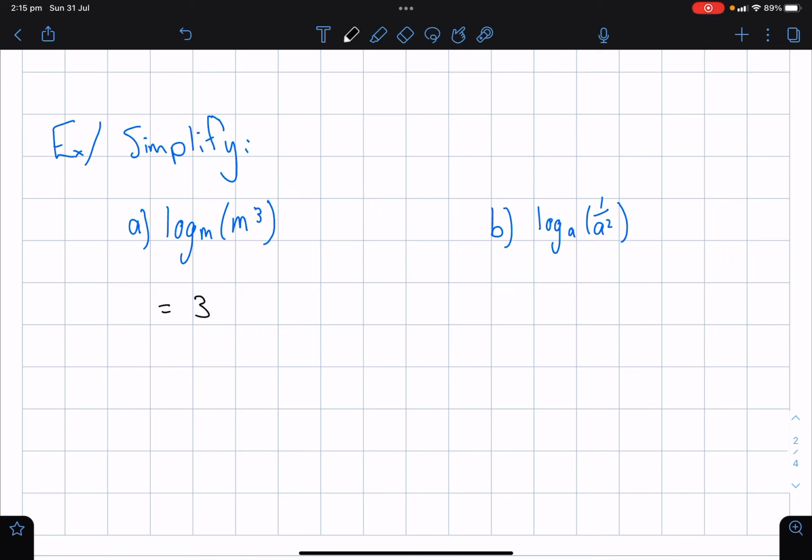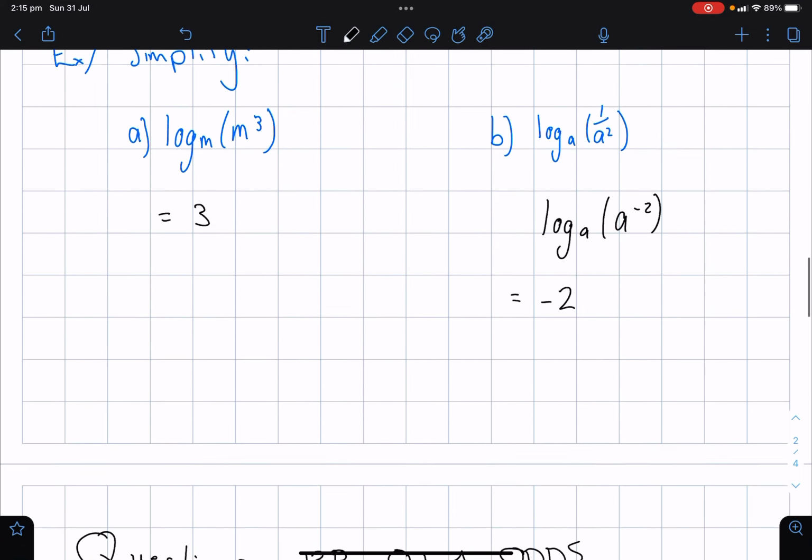All right. B is a bit trickier. We need to put 1 on a squared in terms of a power of a. So log of a, base a, of a to the power of -2, so our negative index law, and that is just equal to -2. All right, simple as that, exactly like we were doing in the last video with bases of 10. Same thing applies with any base whatsoever.